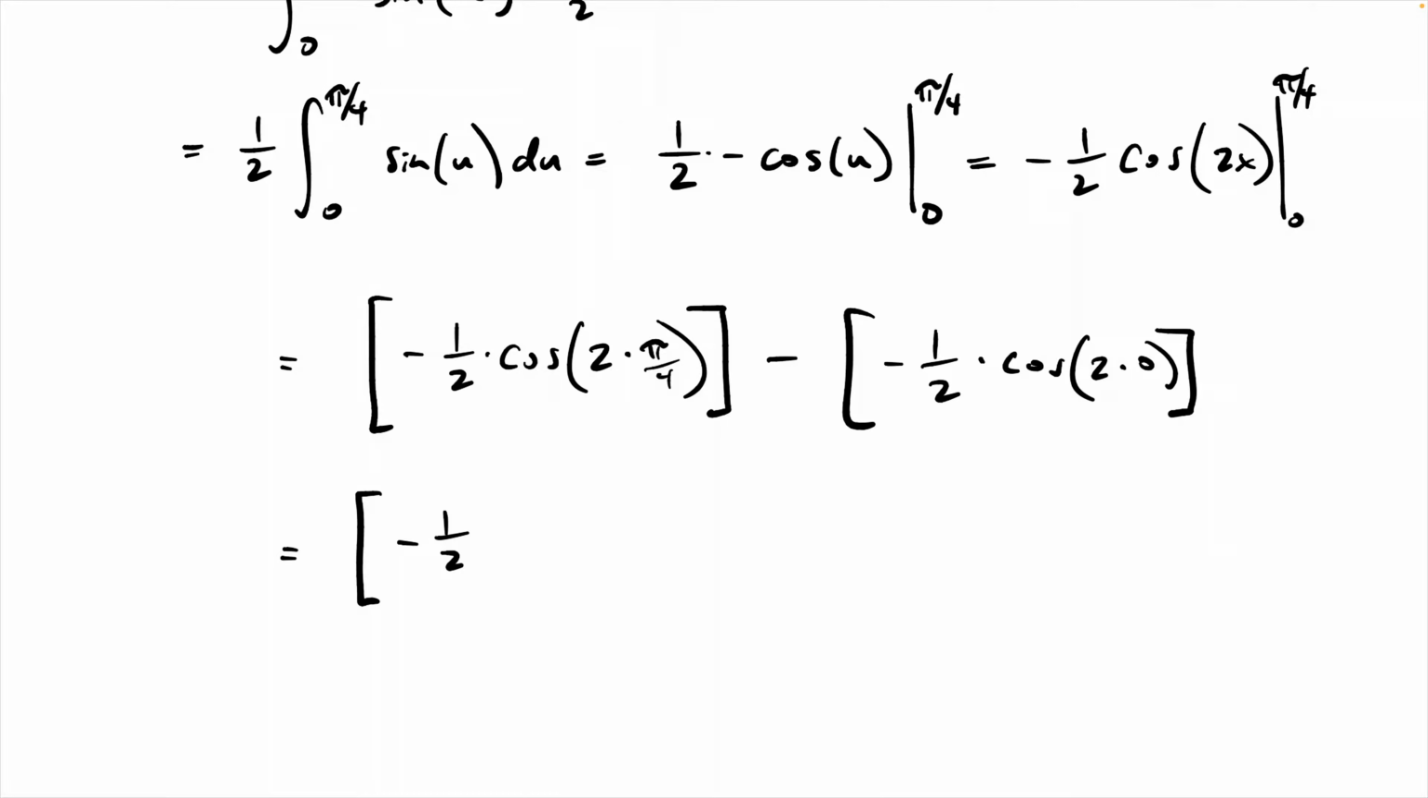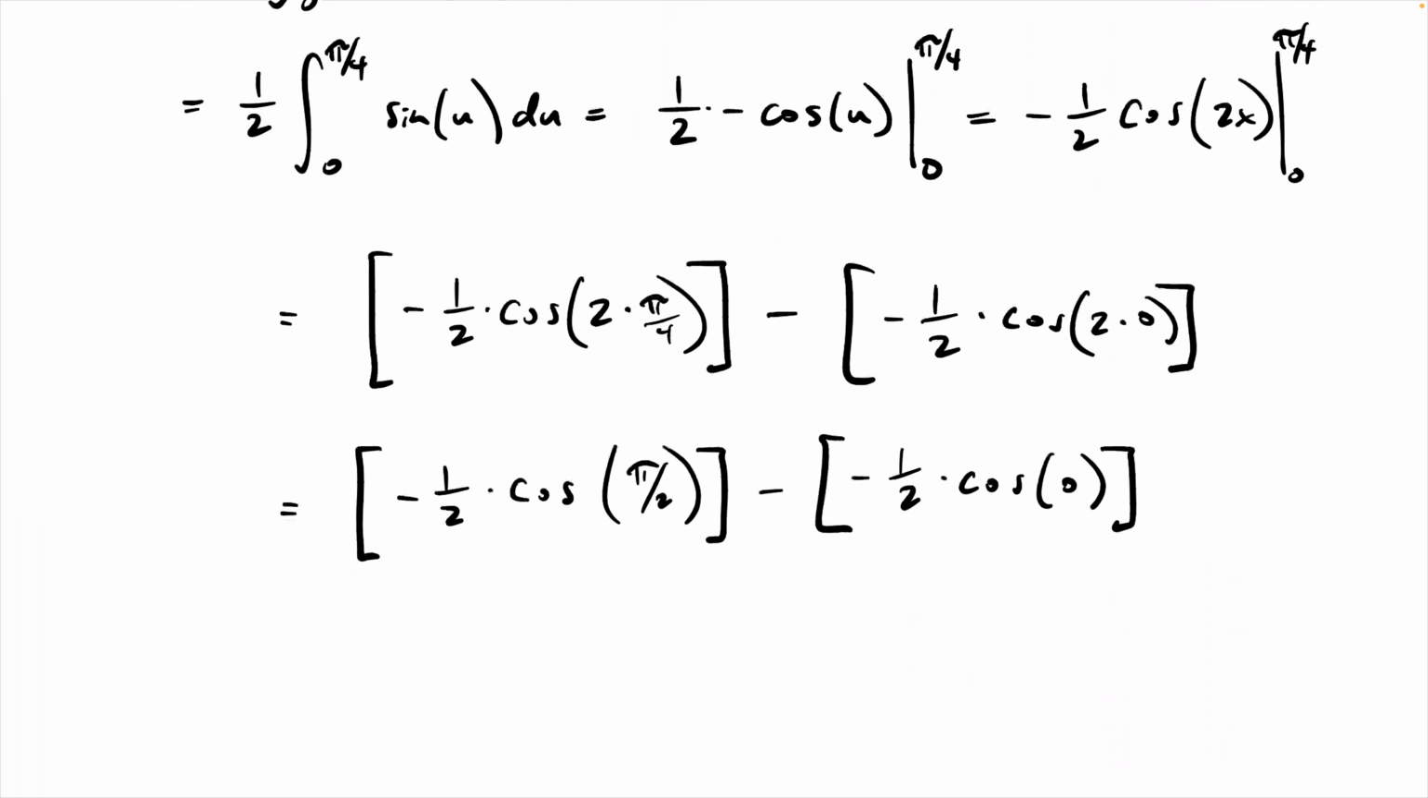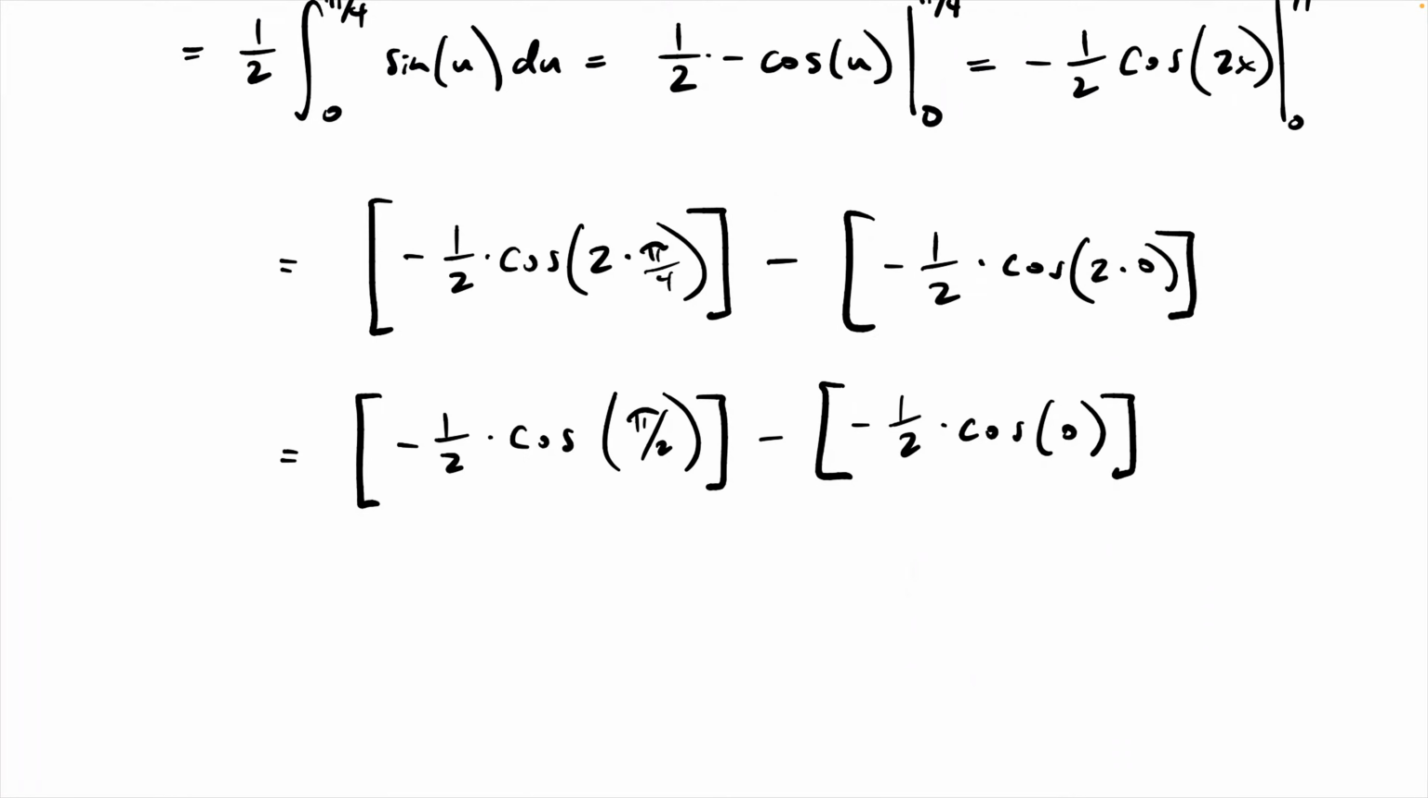Negative 1/2 times cosine, if I go 2 times pi over 4, that's 2 pi over 4, which is the same thing as pi over 2. And then 2 times 0 is just 0, so it's really just cosine of 0. I'm going to do the cosine of 0 one first because cosine of 0 is just 1. So it's negative 1/2 times 1, so negative 1/2.